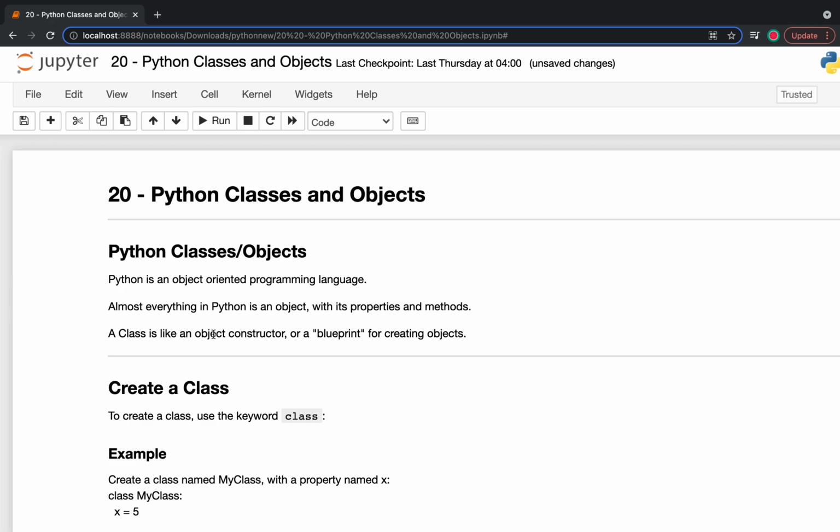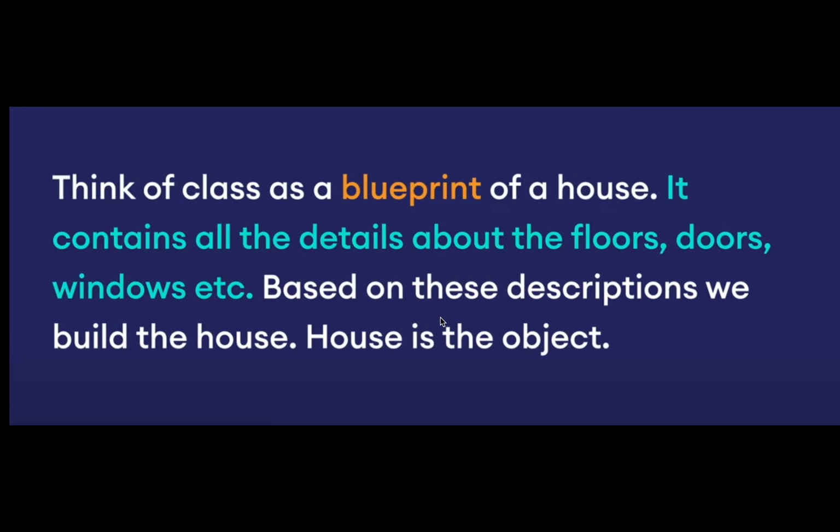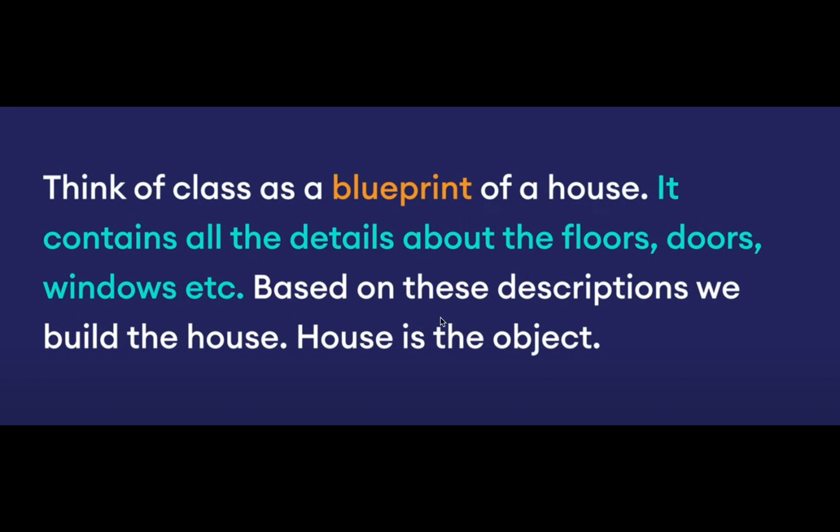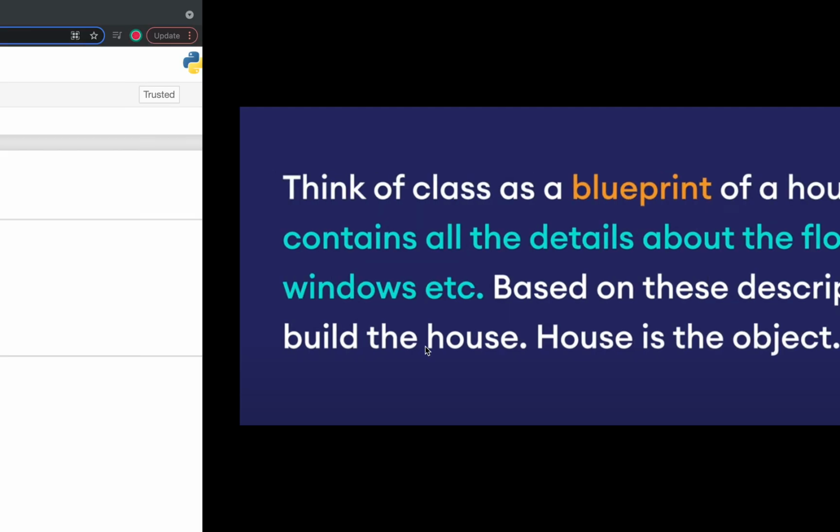A class is like an object constructor, or a blueprint for creating objects. Think of a class as a blueprint of a house. It contains all the details about the floors, doors, windows, etc. Based on these descriptions, we build a house. So the house is the object.